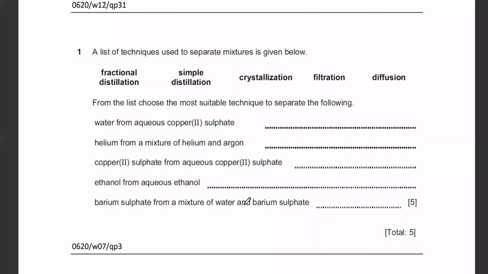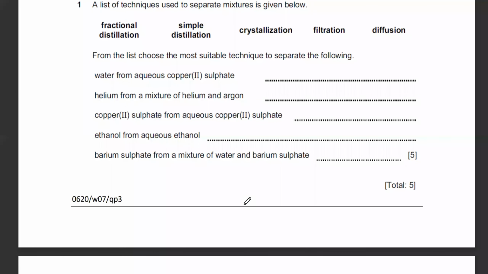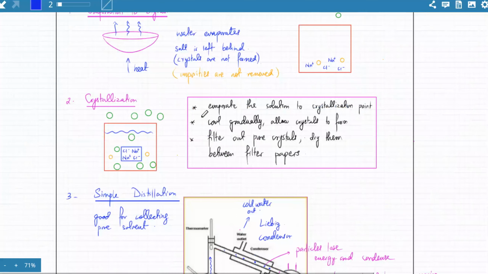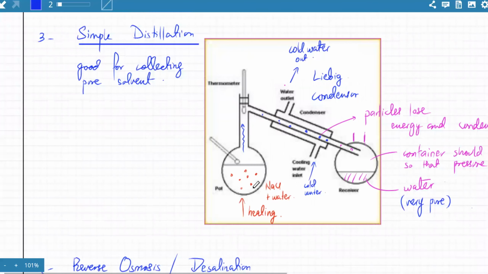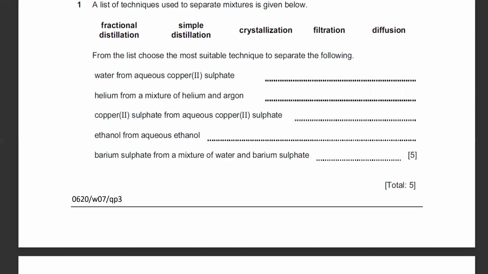So next is exactly the same type of question. Again, you've got a salt. Aqueous means that it's already soluble, and he's asking for water. You want water to be removed from the solution. So that would be simple distillation again. The salt remains behind, and the water evaporates and reaches the other end. So that would be simple distillation.